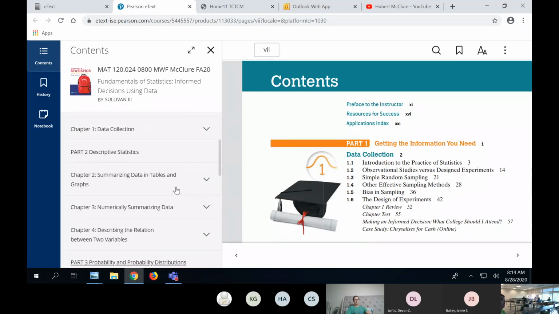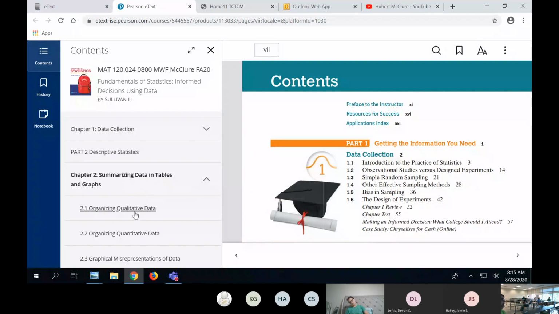All right, so we left off on what section? 2.1, right? 2.2 is what we're going over next, right?